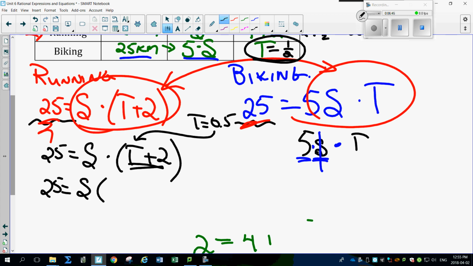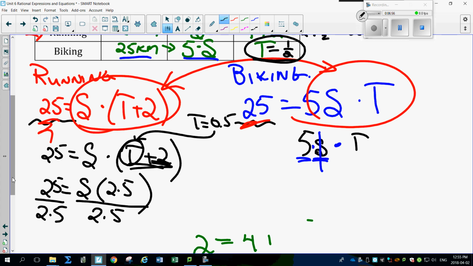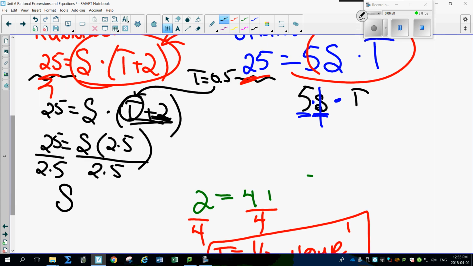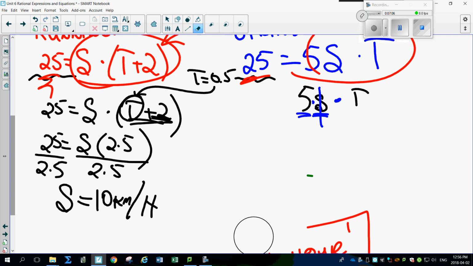Half an hour makes this 2.5, right? Because the 0.5 and the 2 gives you 2.5. Divide each side by 2.5. Divide each side by 2.5. Check out his speed when he's running. His speed when he's running is 10 kilometers per hour. Isn't that cool? That's so easy now, just by going back to the original question.